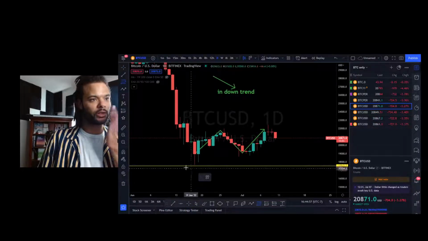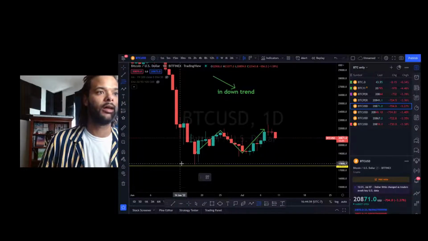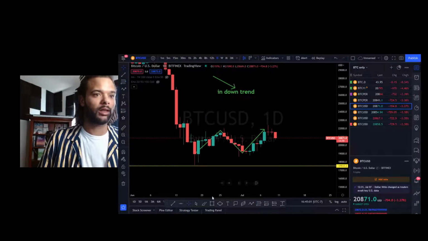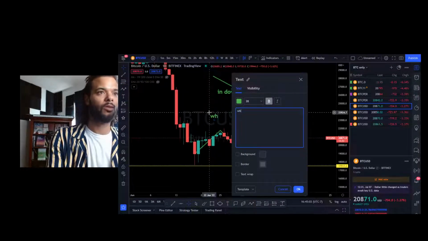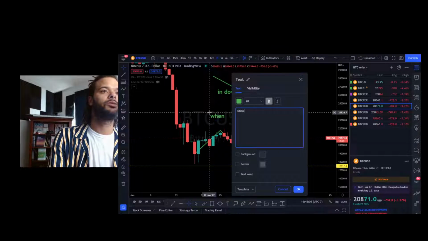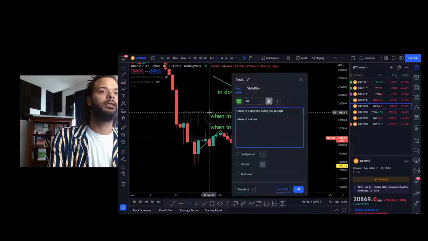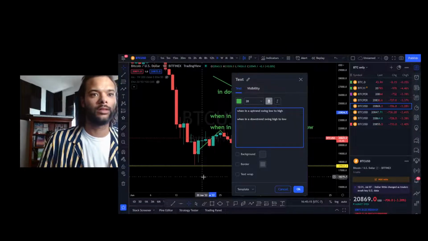Now we run a fib retracement. So that same tool I grabbed over here. Let me type this out. When in an uptrend, swing low to high. When in a downtrend, swing high to low.